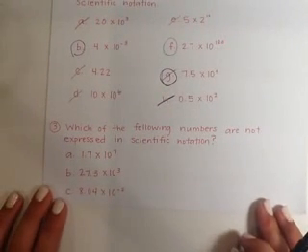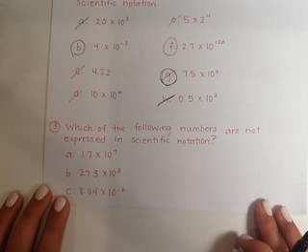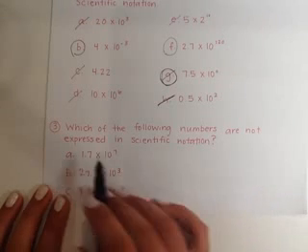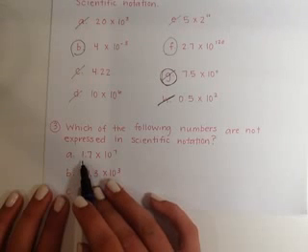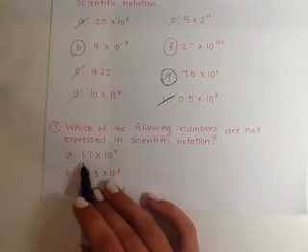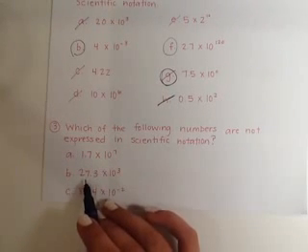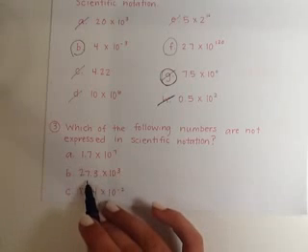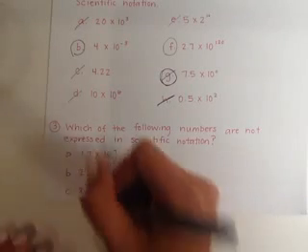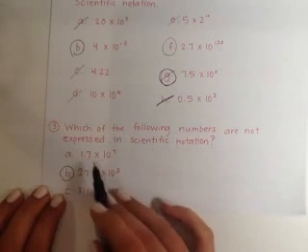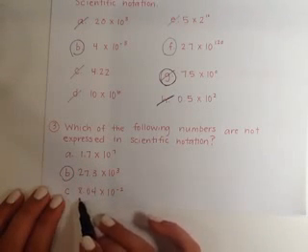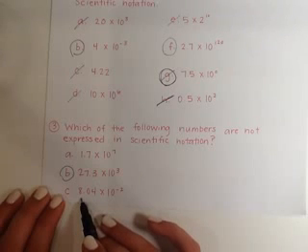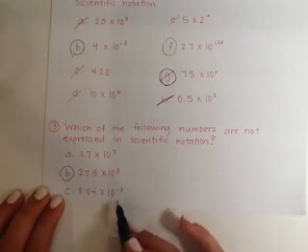Moving on to 3, which of the following numbers are not expressed in scientific notation? Well, I agree that A is in scientific notation. It is equal to 1 or greater and less than 10. It has a base of 10. B is not. The first factor cannot be greater than 10. So B is not expressed in scientific notation. C is. That's equal to 1 or greater and less than 10. It has a power of 10.